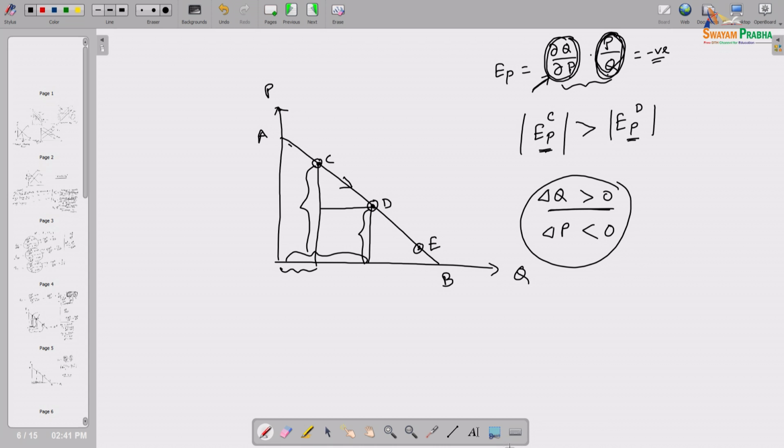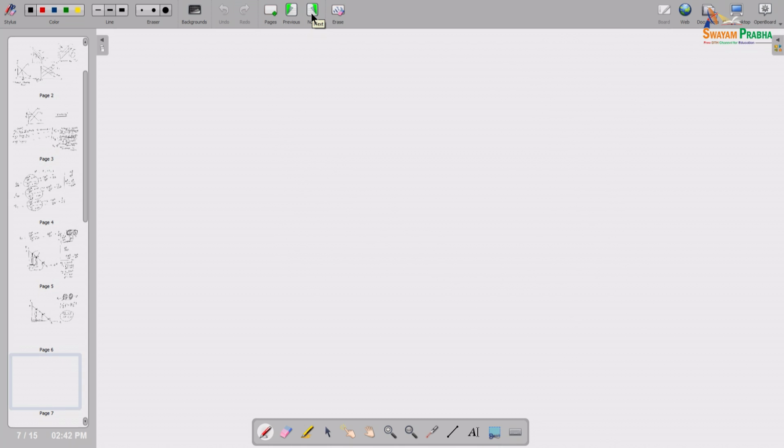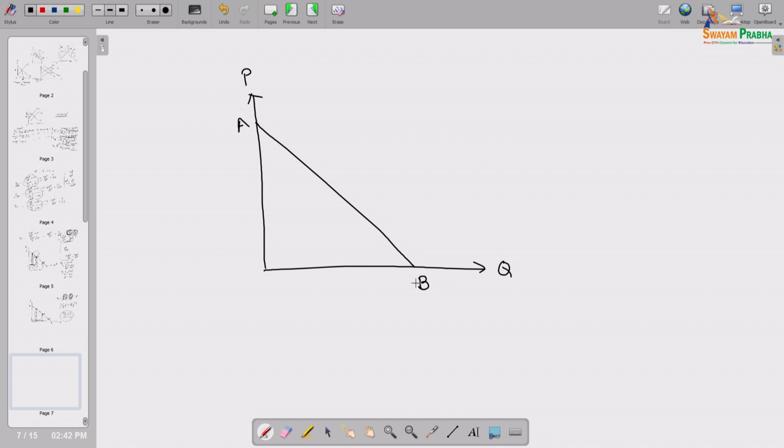So, let us take a fresh sheet to clarify how we can measure it. We are measuring quantity on the horizontal axis and price on the vertical axis, and suppose AB is the demand curve. Look here, suppose we are at point K and point L. So we are moving from K to L.